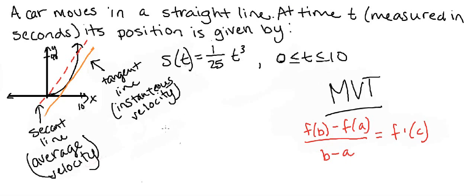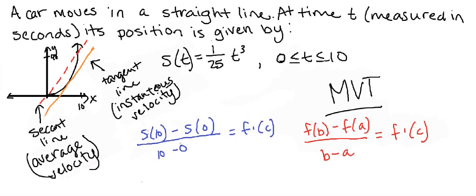So plugging this in, I already did this earlier, that's how I knew it was 4, but I will go ahead and demonstrate. So we do s of 10 minus s of 0, I'm just plugging these values in using the formula, over 10 minus 0, this is going to equal f prime of c. So s of 10 is going to be 40, I did that earlier, and then s of 0 is going to be 0, over 10 minus 0, simplifying this, we get 4.